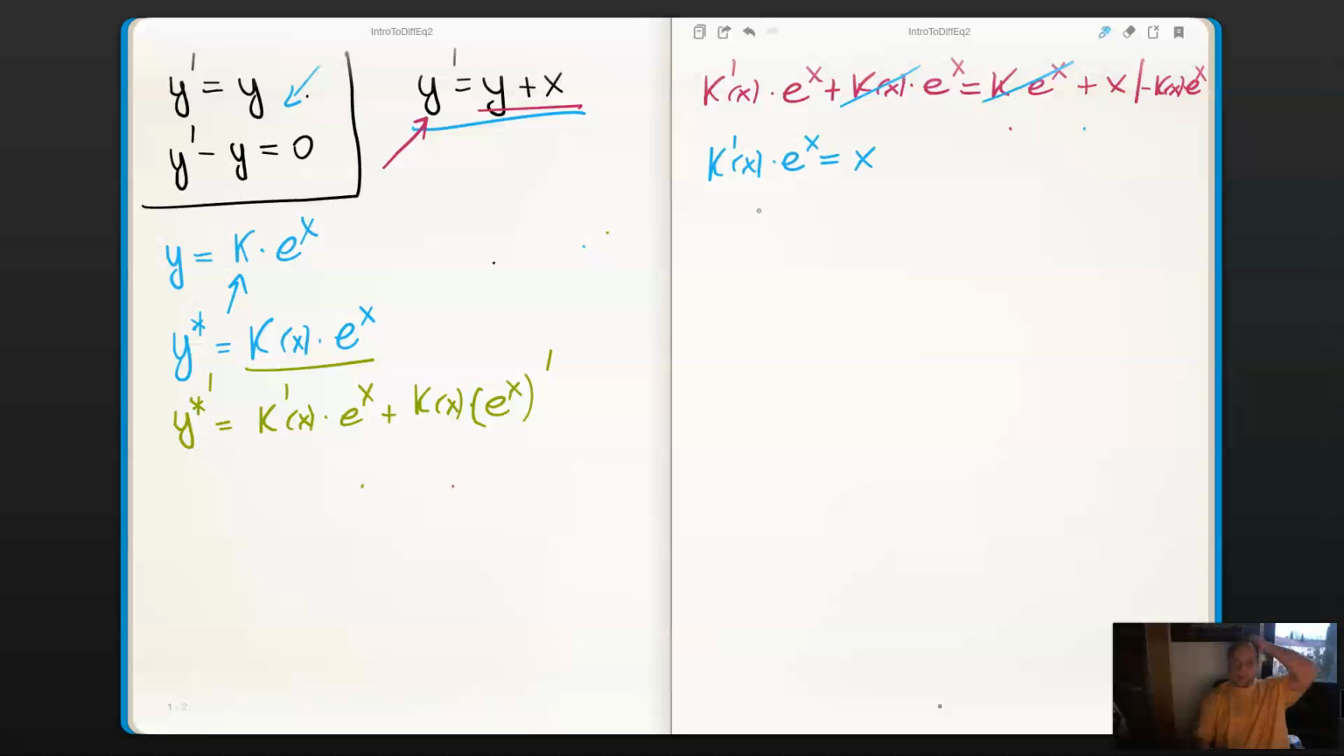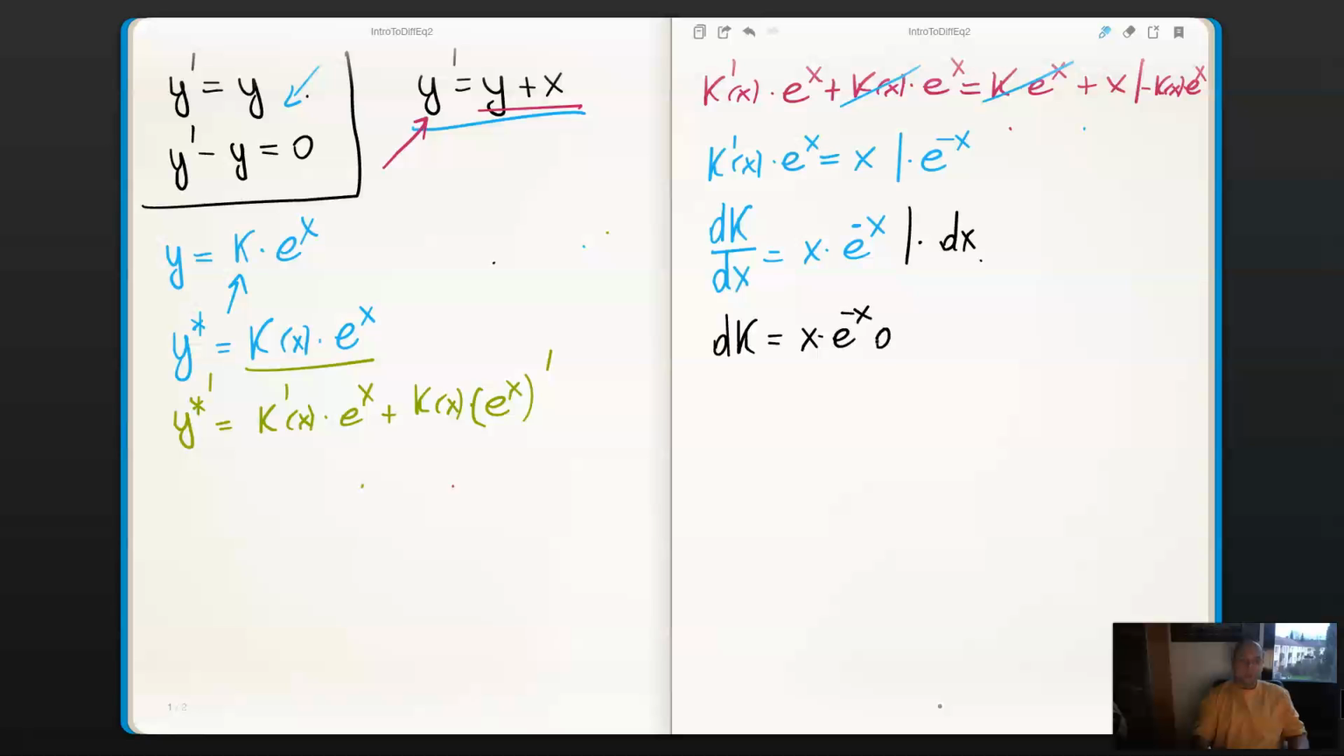So the idea is just to solve it for k. We do it the same way we've done it previously. First of all, we multiply by e to the power of minus x in order to solve it only for k. So we just have k prime, which can be written as dk over dx, equals x times e to the power of minus x. And in the next step we do the same thing we've been doing previously. We multiply by dx on both sides. We have just dk equals x times e to the power of minus x dx.